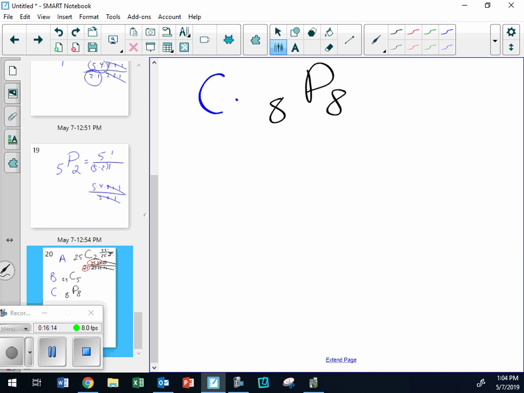Would you grab your calculator and actually figure out 8P8 though? 8 books on a shelf. How many different ways could there be?